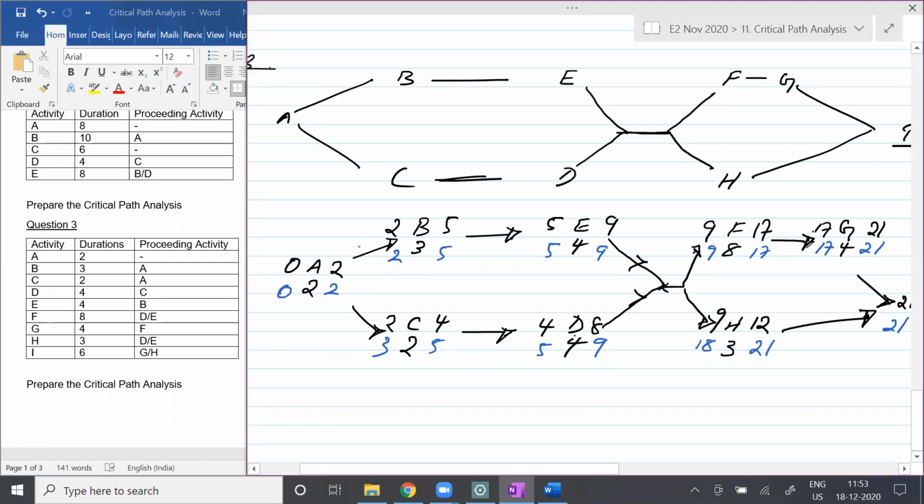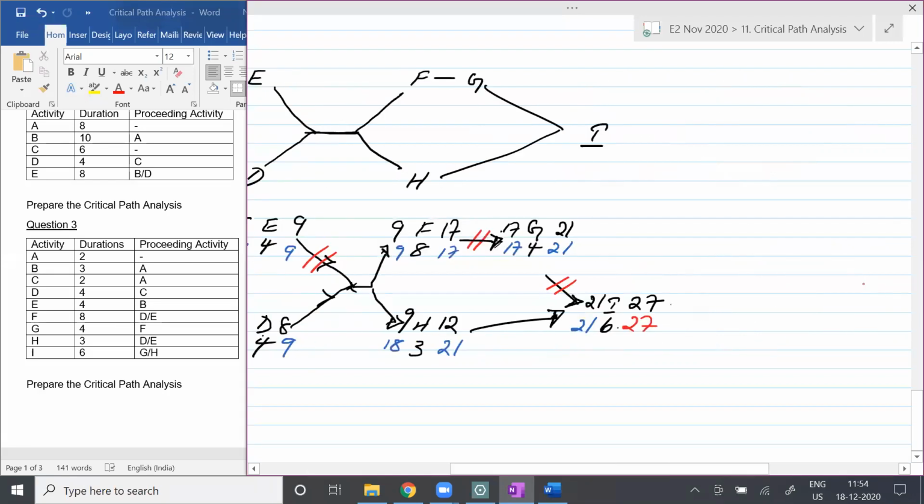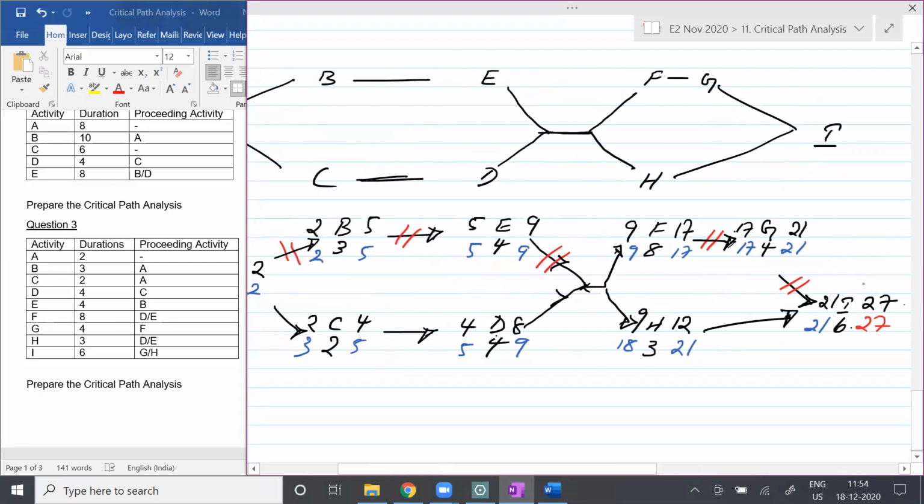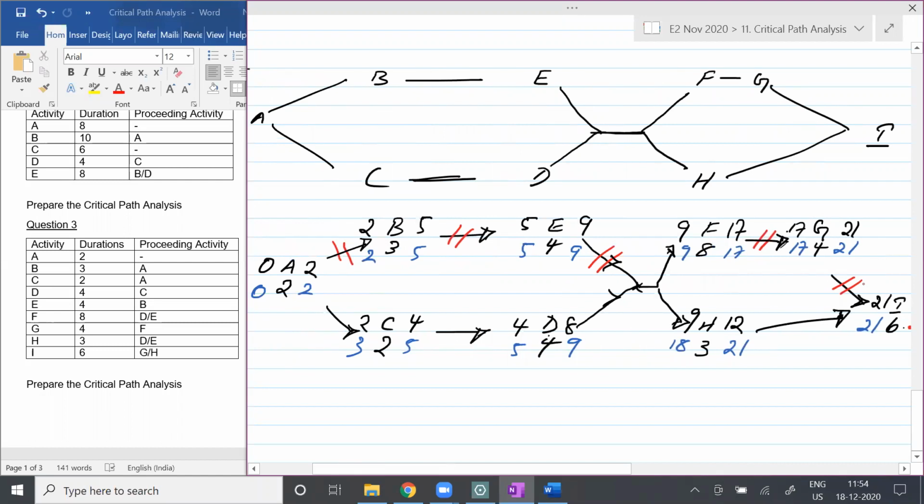So can we do the critical path? Yes. A is a critical path. B is a critical path. E is a critical path. F is a critical path. G is a critical path. And I is a critical path. Yes or no, students? So if I want to make this answer correct, A, B, E, F, G, and what? I. Correct, no, students?